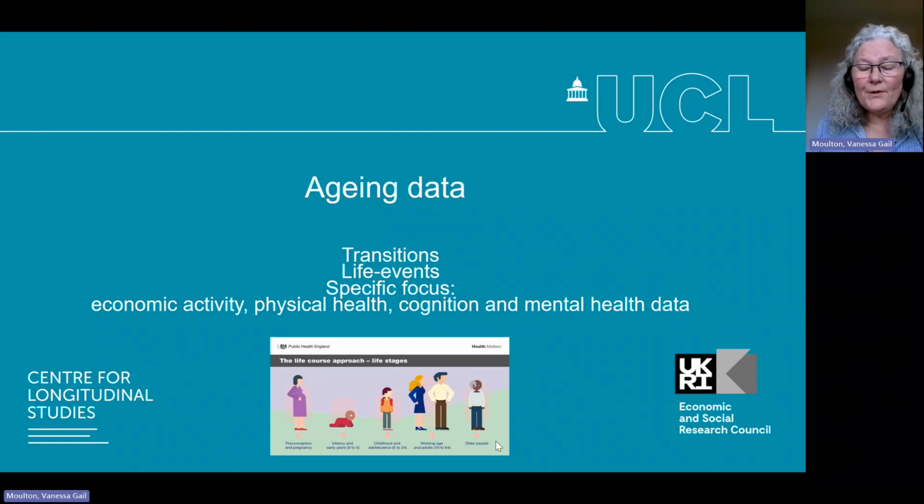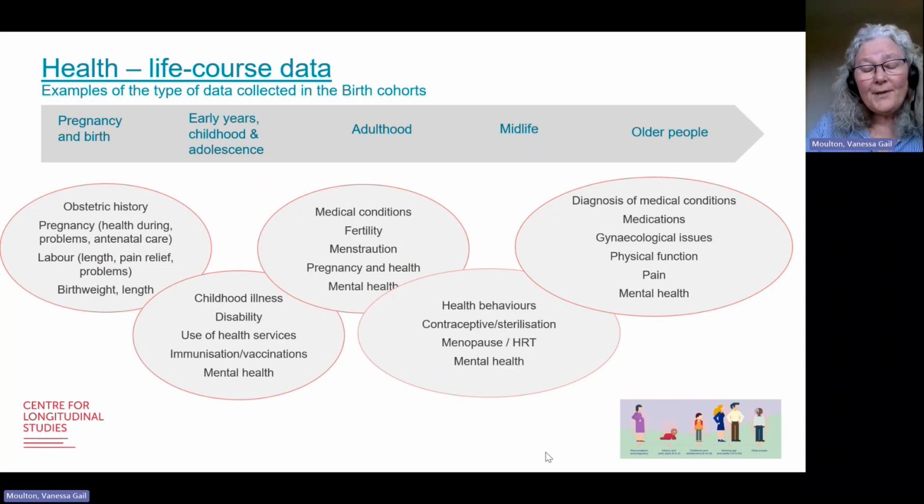So I'm now going to focus on health, socioeconomic, family data, and talk generally about the typical kinds of data that's collected at different stages of the life course, and then go into a bit more detail on specific economic activity, physical health, cognition, and mental health data. So first, health life course data.